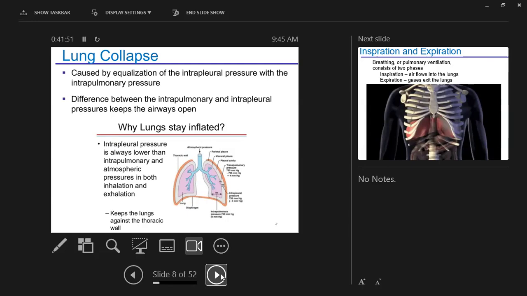You have higher pressure inside the lung than in the pleura. Even though the pleura is pushing in, the lungs are pushing out. The pushing out pressure is greater. So our lungs stay inflated unless you have something sticking through and opening up the lungs and the pleural space to the outside air. And it equalizes, and the lung collapses because of that.